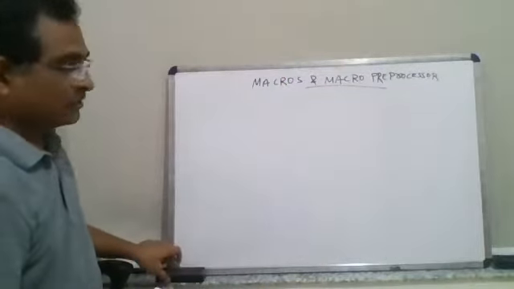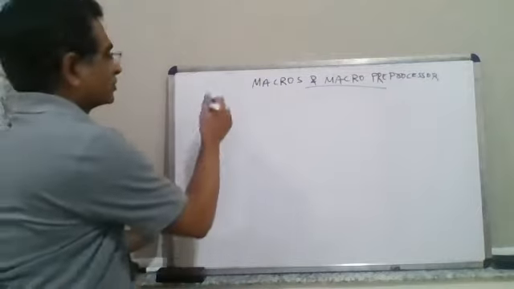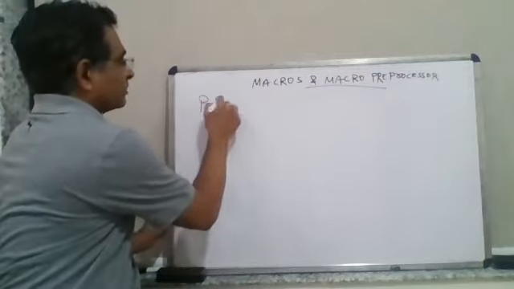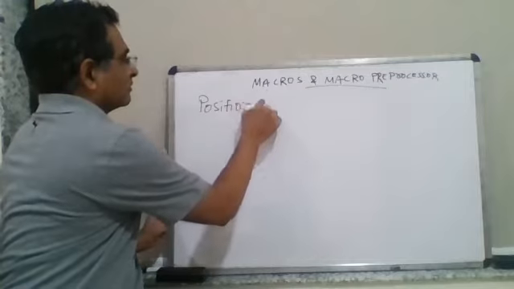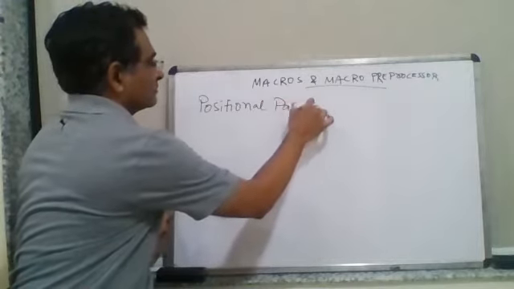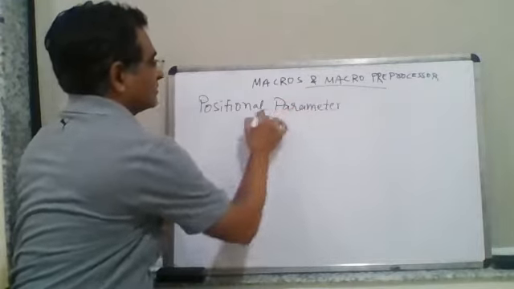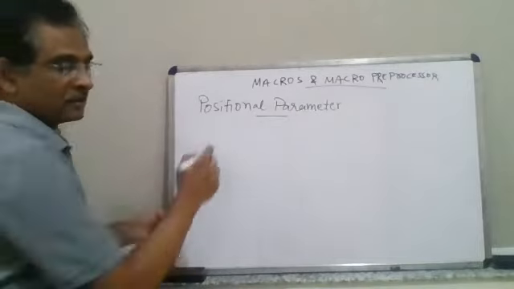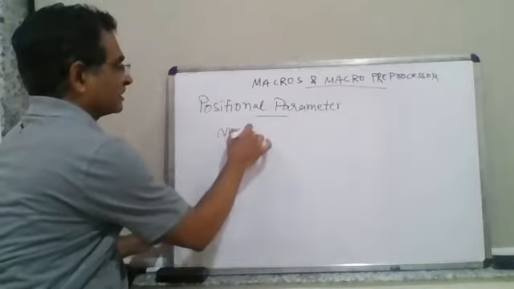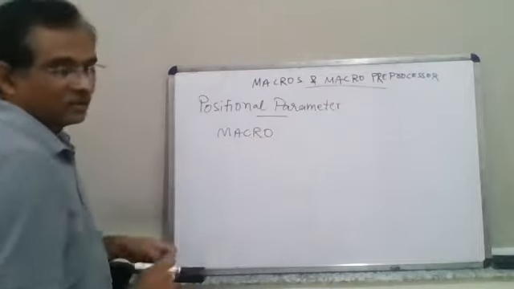Okay, so positional parameter. Let us see what is a positional parameter. What is the meaning of positional parameter? That the positions are actually fixed. So the example of this I am writing here. You may please note down with me.